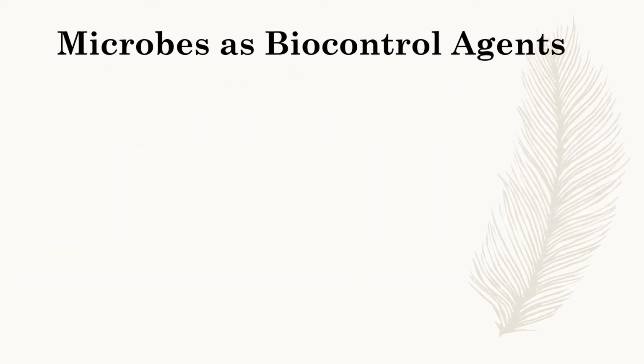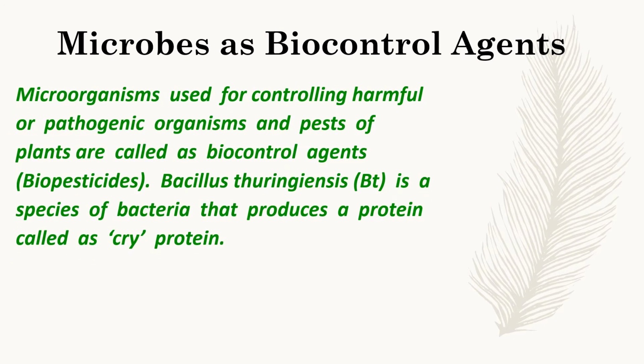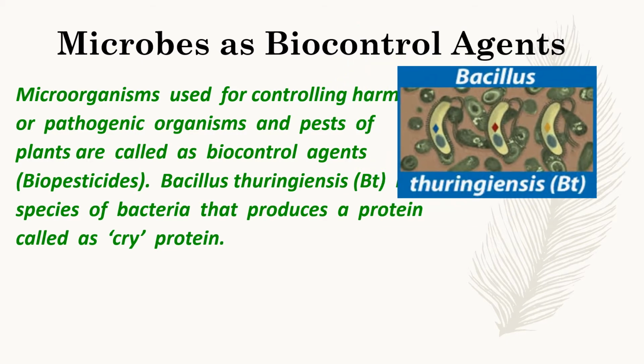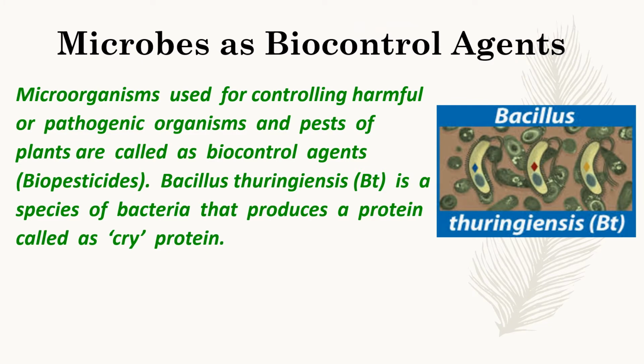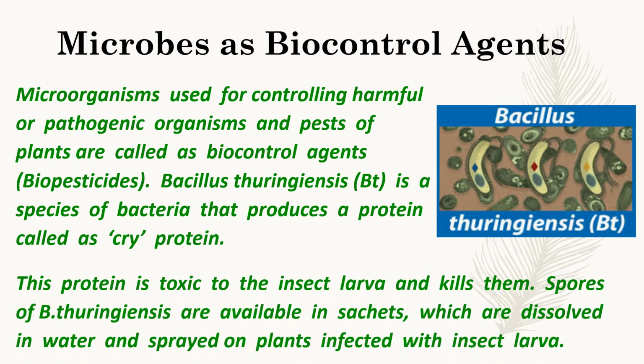Microbes as biocontrol agents. Microorganisms used for controlling harmful or pathogenic organisms and pests of plants are called biocontrol agents or biopesticides. Bacillus thuringiensis is a species of bacteria that produces a protein called Cry protein. This protein is toxic to insect larvae and kills them. Spores of Bacillus thuringiensis are available in sachets, which are dissolved in water and sprayed on plants infected with insect larvae.